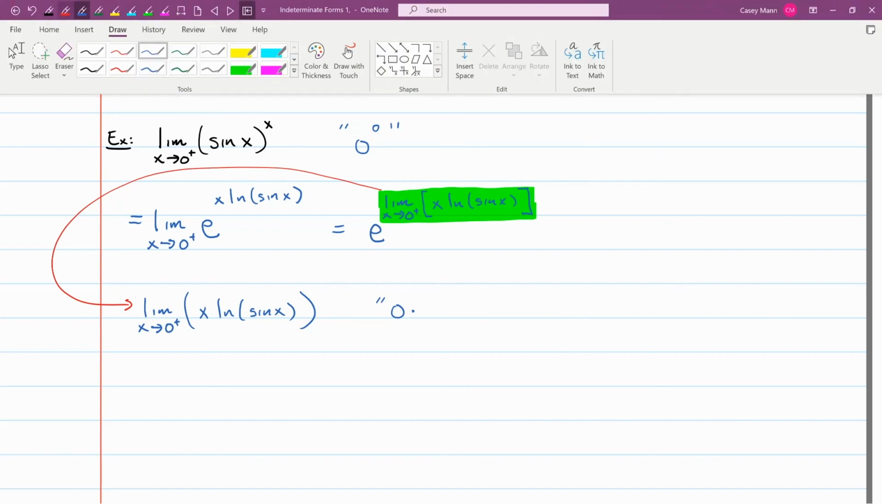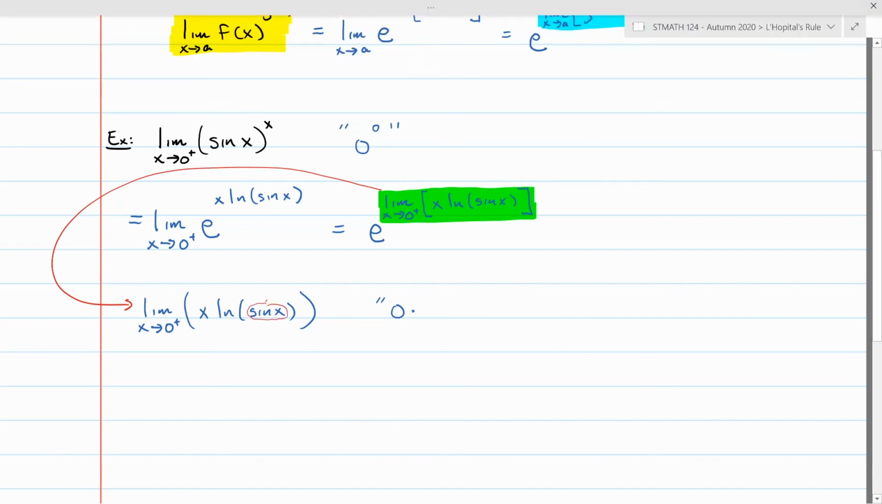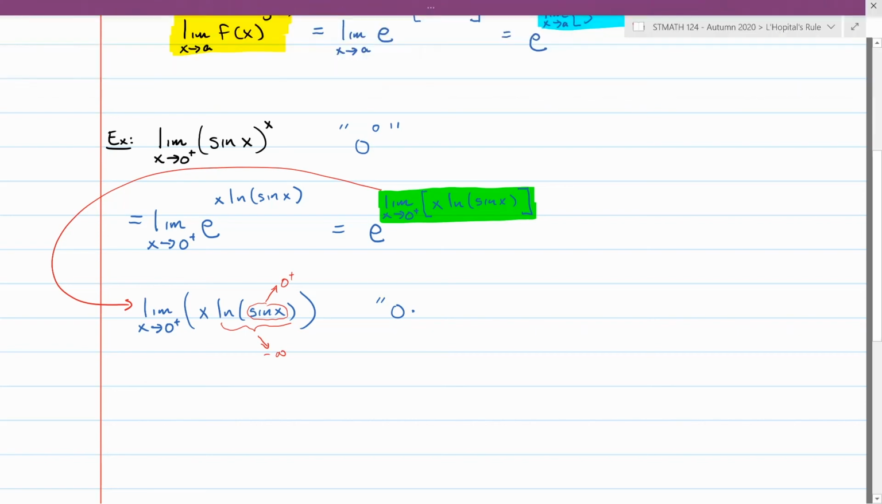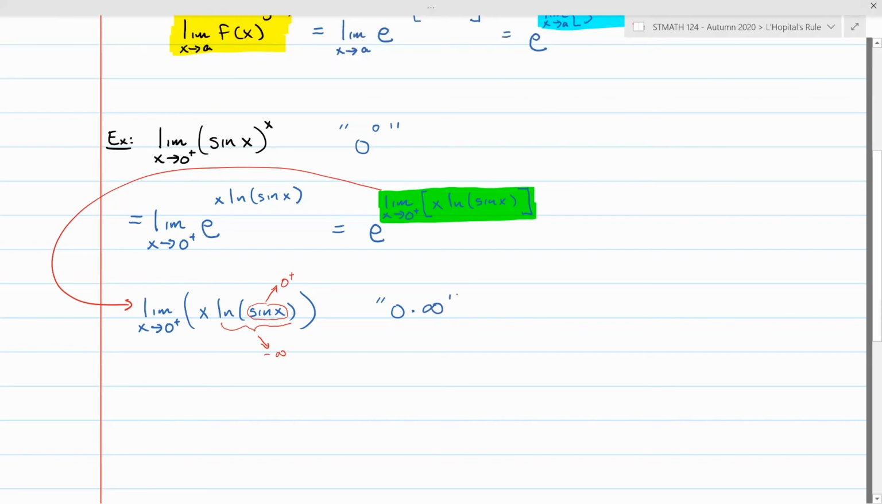So the sine of x here is going to 0 from the right, and then natural log as its input approaches 0 from the right goes to negative infinity. So this whole factor here is going to negative infinity. So this is a 0 times infinity indeterminate form. And we have a strategy for dealing with those.